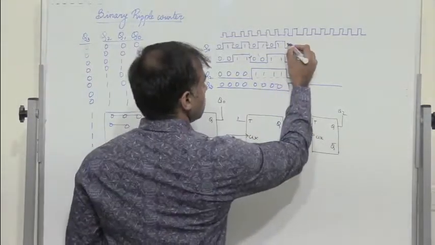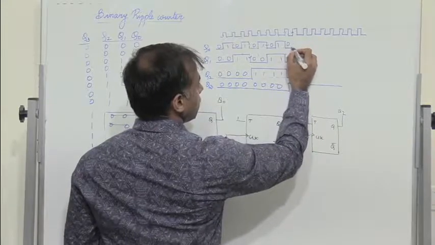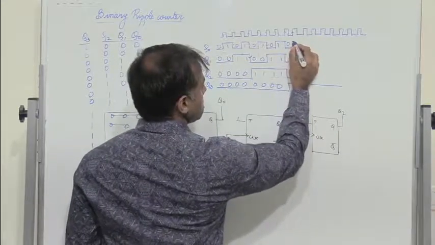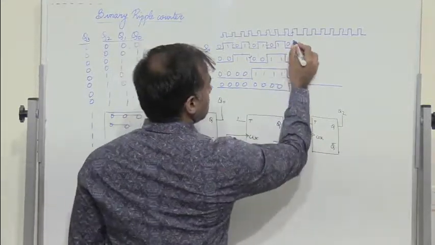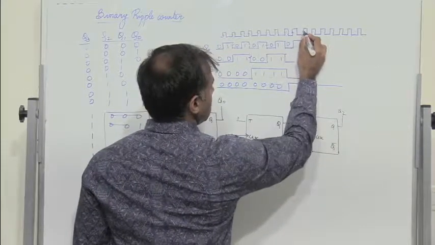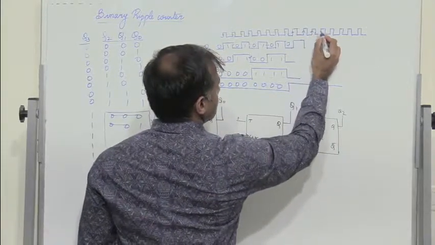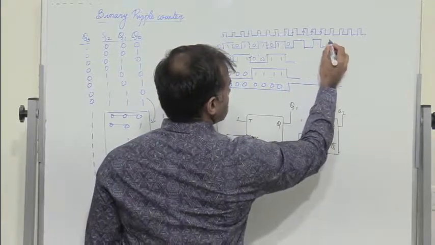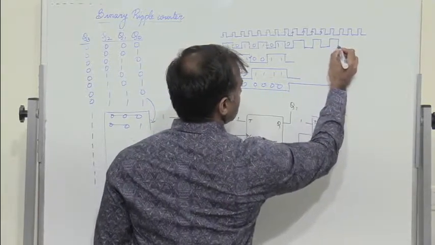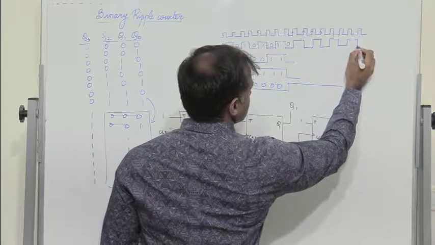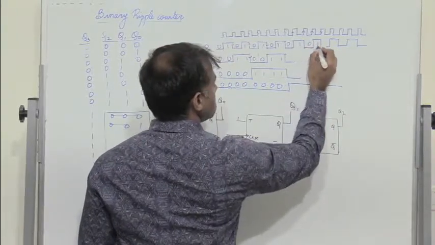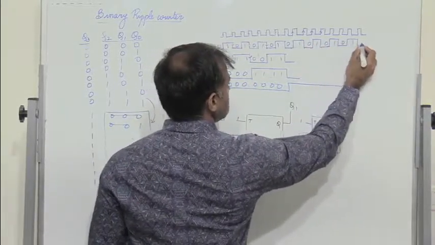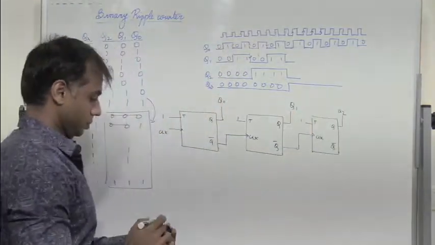So I have 0. At every rising edge of the clock, Q0 changes its state. So again here, rising edge. So at the rising edge of the clock, Q0 will change its state. Okay, so we get 01, 01, 01, 01 and the 0.